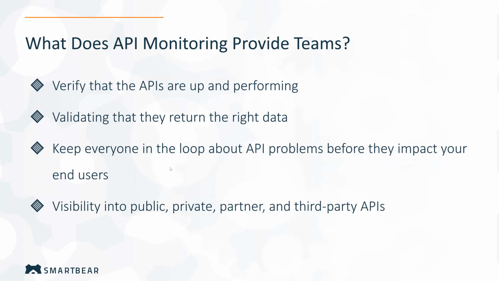Just to reiterate what API monitoring can provide teams. First of all, it helps verify that your APIs are up and performing, and that they're returning the right data, which addresses the top two challenges that we just talked about. The third bullet is making sure the right people are in the loop about API problems before they impact end users. That addresses the third top problem people experience when resolving API issues: you don't know who to engage, when to engage them, and how to make sure that information is passed correctly. It's not a game of telephone.